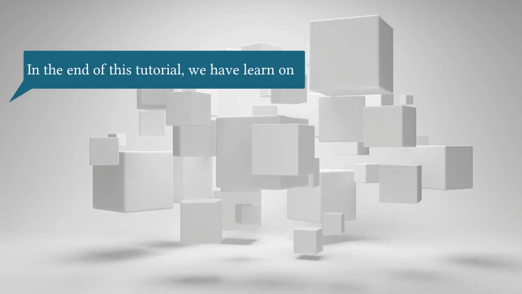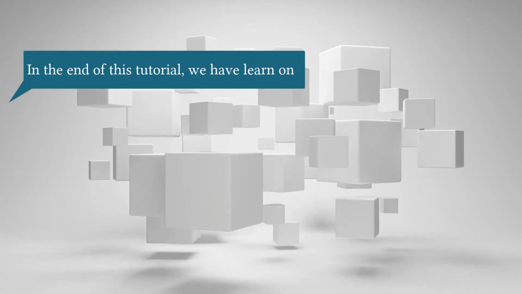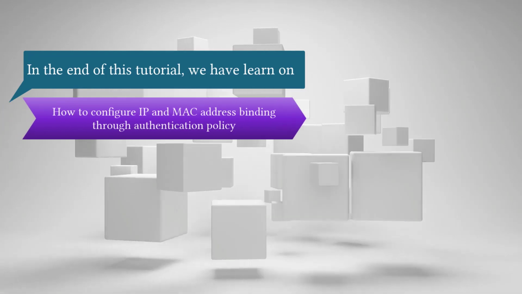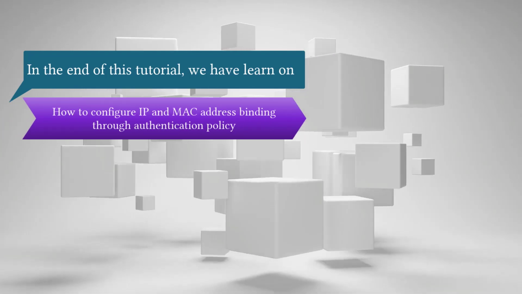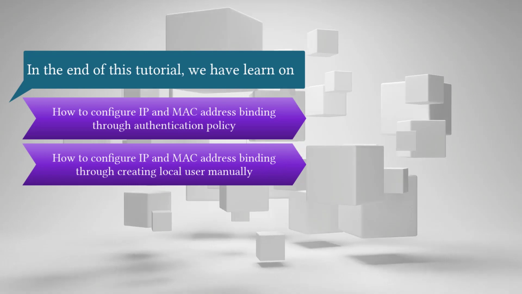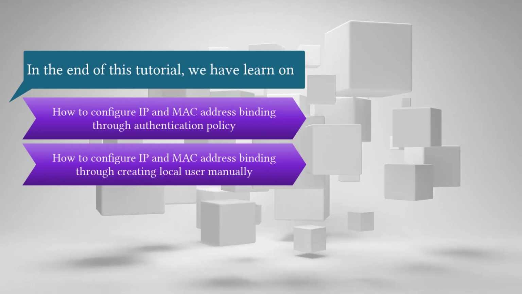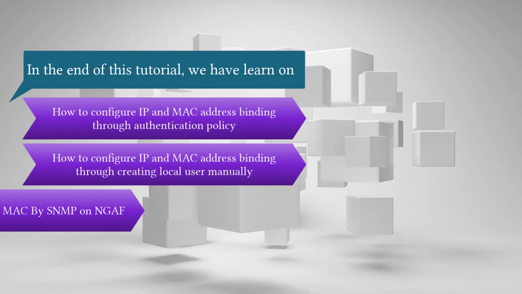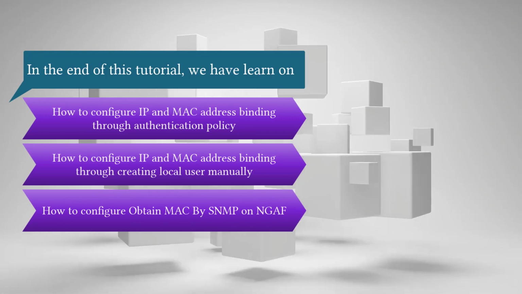At the end of this tutorial, we have learned how to configure IP and MAC address binding through authentication policy, how to configure IP and MAC address binding through creating local user manually, and how to configure Obtain MAC by SNMP on NGIF.